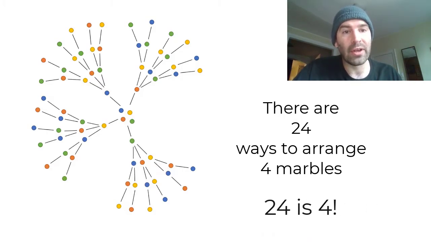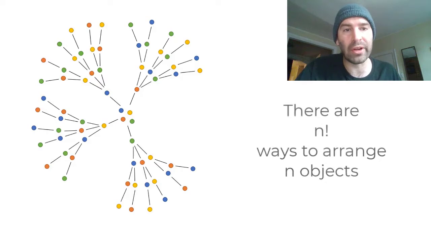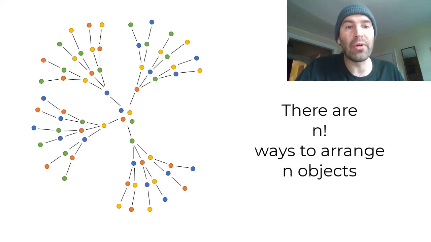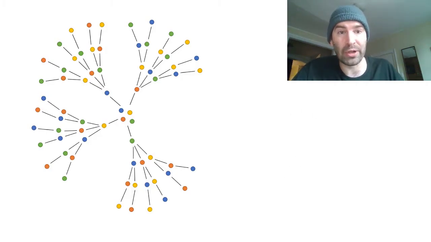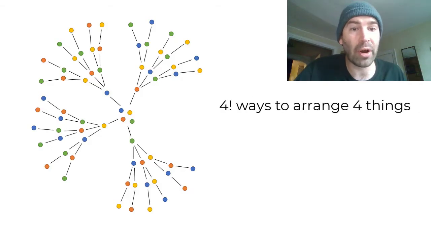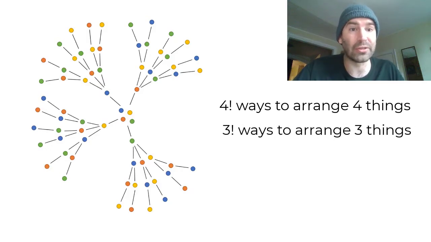And we call this 4 factorial. Factorial, represented by an exclamation point, denotes the number of arrangements where order matters of that many things. So n factorial represents the number of ways that we can arrange n objects where order matters. So with 4 marbles, the number of ways we can arrange them is 4 factorial. If we had 3 people running a race, how many ways can they finish the race? Well, that's 3 factorial. There's 3 factorial ways to arrange those 3 people in the order in which they finish the race.